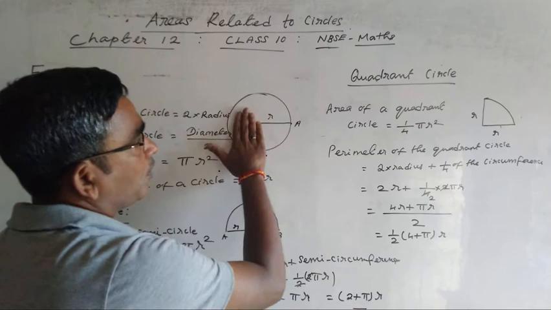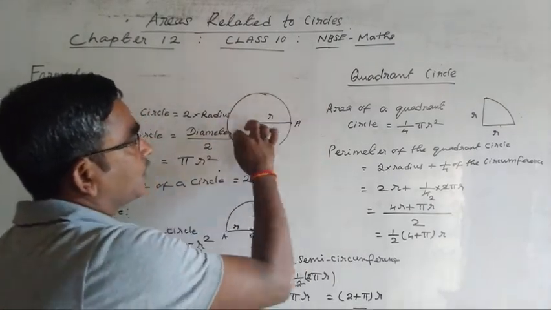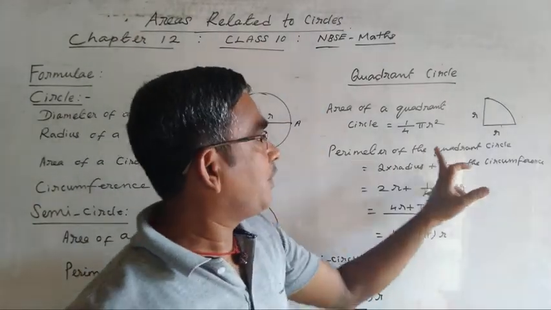Area means the space occupied in the closed figure is called area, right? This is area. Circumference means the round. The length of one round is called circumference.